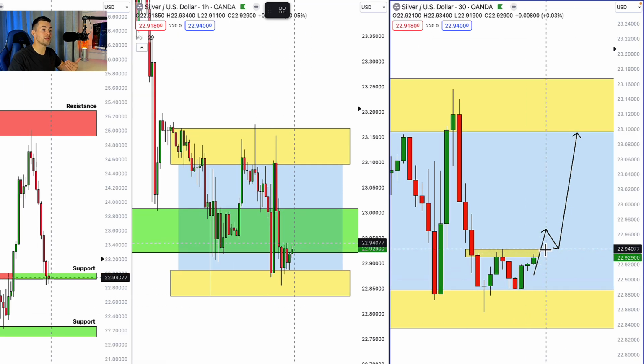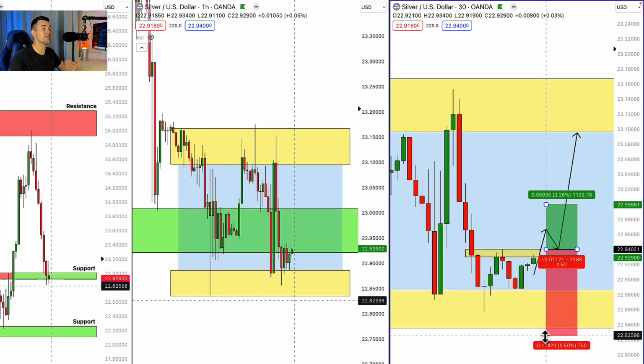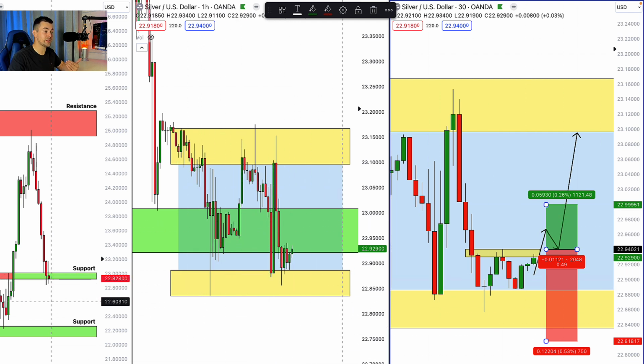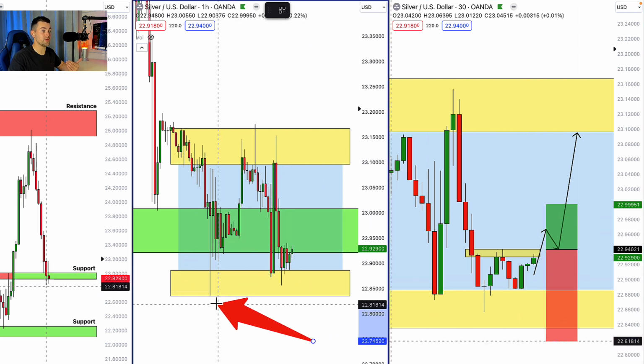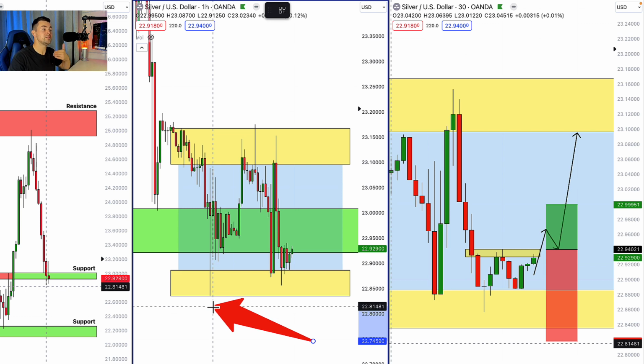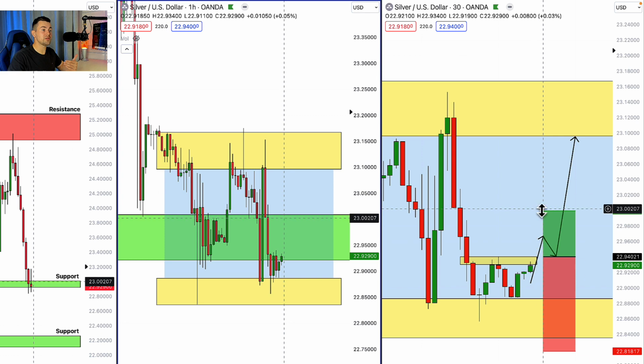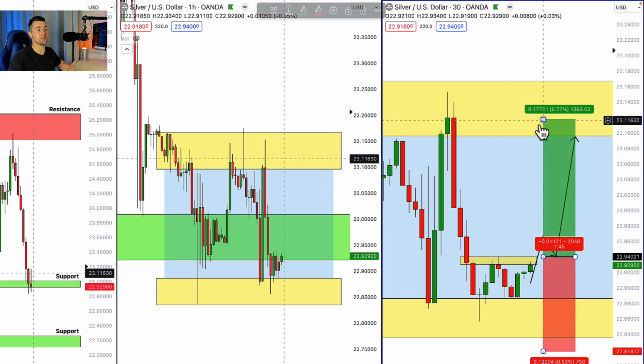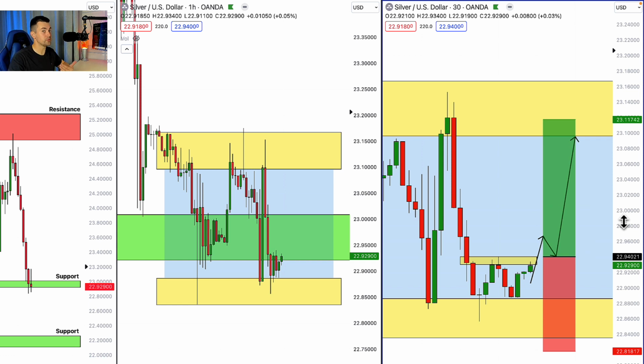You set your stop loss strictly below the lows of the range. You can see on an hourly time frame all the lows of the range, and you set your stop loss strictly below the lowest low, and your target is the resistance of the range. So here will be your trade for silver.